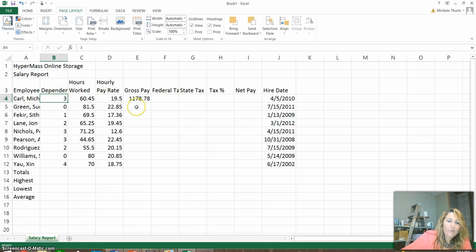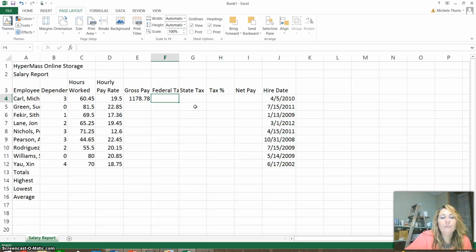So I would take my $24.32 times my number of dependents, and that number would be subtracted from my gross pay, which we just calculated, and then I would multiply that whole thing by 0.22 because we're paying 22%. And so the easiest way to write a percent in Excel is to change it over to a decimal, which would be 0.22. So we'll go ahead and look at this one.